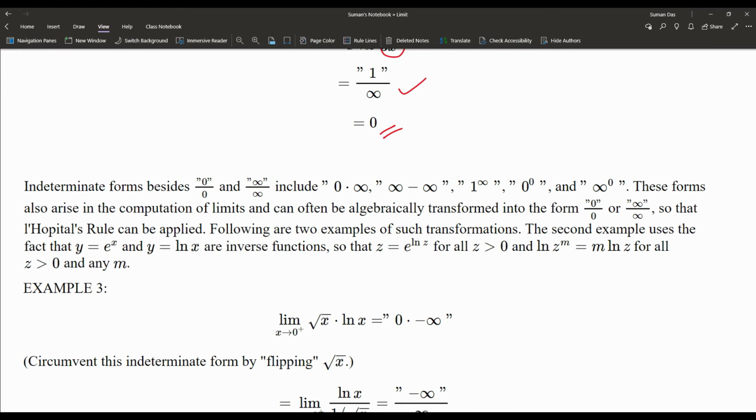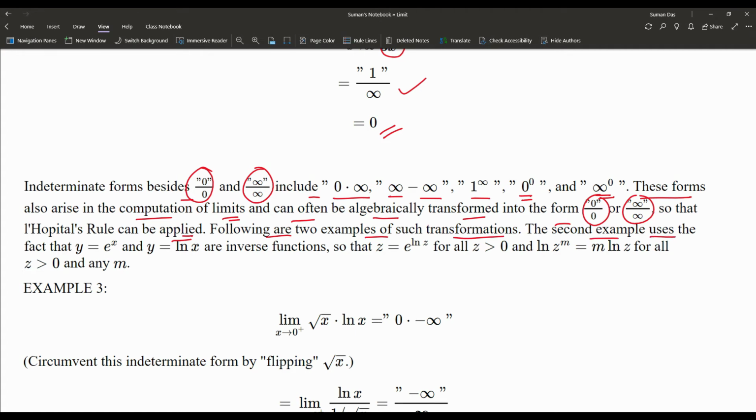Indeterminate forms besides 0 by 0 and infinity by infinity include also 0 into infinity, infinity minus infinity, 1 to the power infinity, 0 to the power 0, and infinity to the power 0. These forms also arise in the computation of limits and can often be algebraically transformed into the form 0 by 0 or infinity over infinity, so that L'Hopital's rule can be applied. Following are the two examples of such transformations.